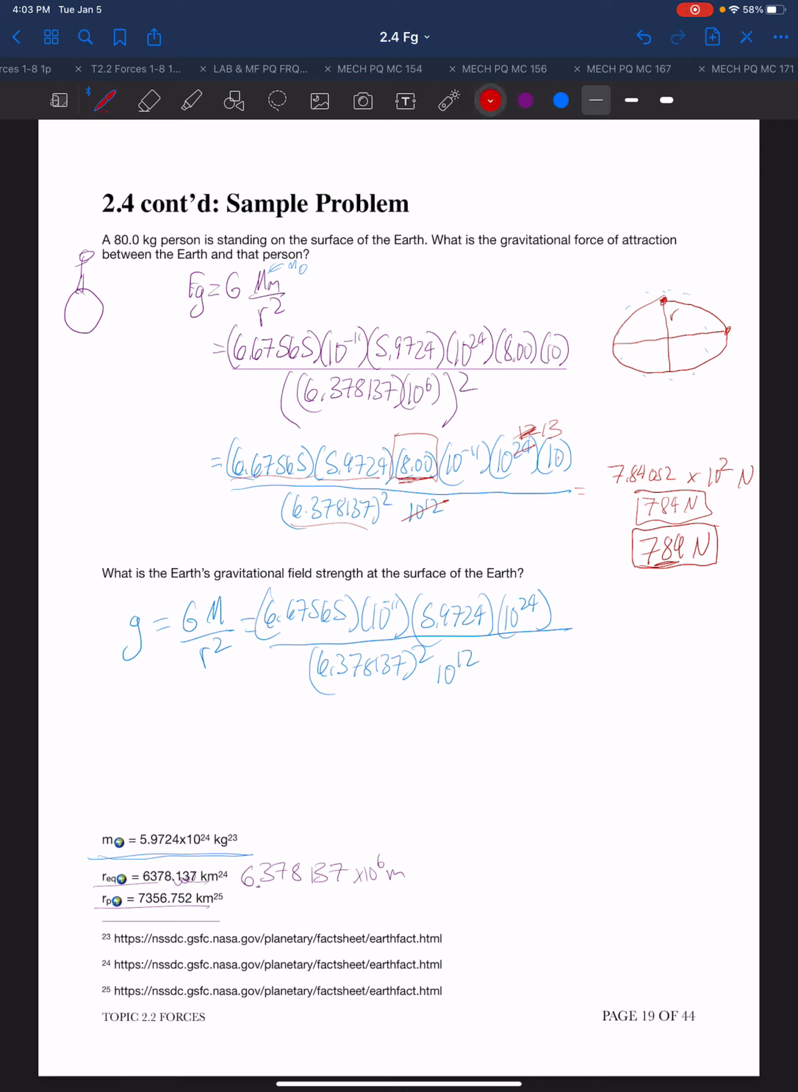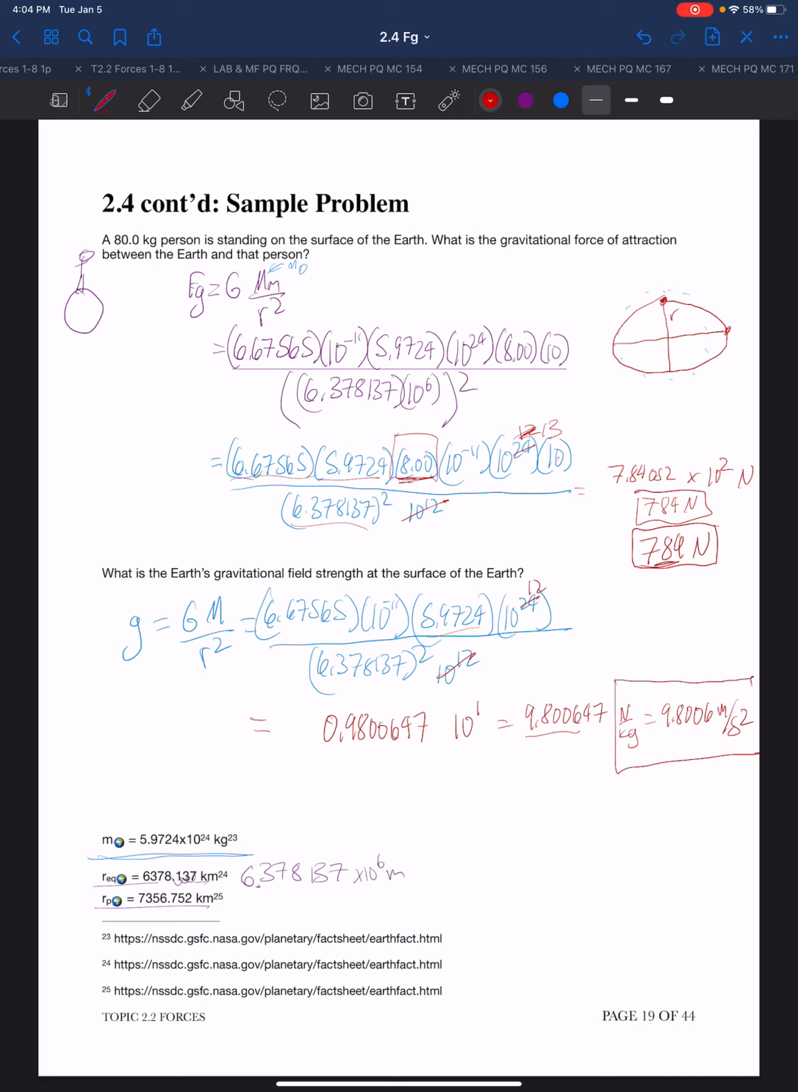So in this case, we cancel the 10 to the 12th, and 10 to the 24th and 10 to the minus 11th is 10 to the 13th, divided by 10 to the 12th, which leaves 10 to the 1. And the number we get in this case is 0.9800647 times 10 to the 1, which gives us 9.800647 newtons per kilogram. And of course, in this case, we can report 5 significant digits. So that is 9.8006 meters per second squared, or newtons per kilogram.